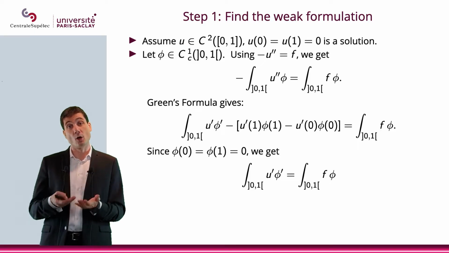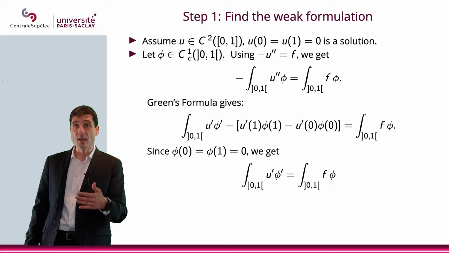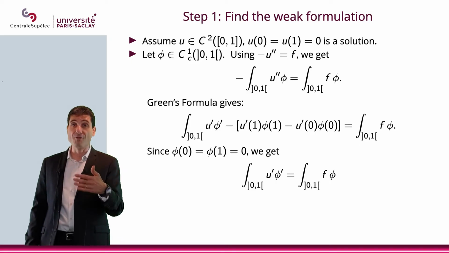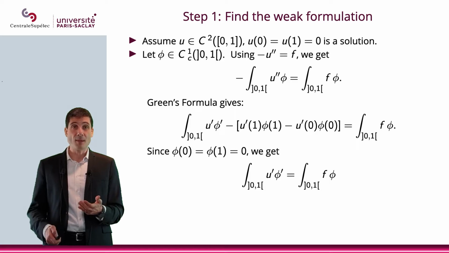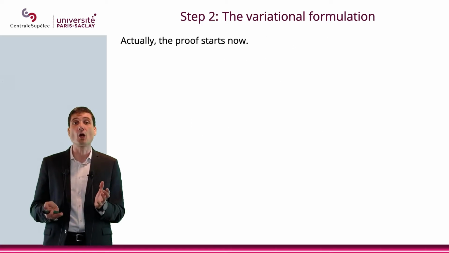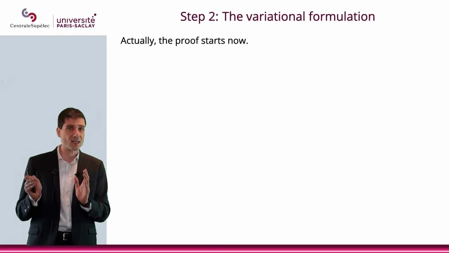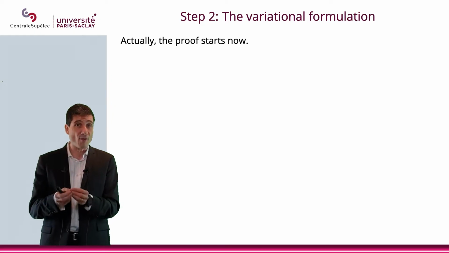This is what we will call the variational formulation, and this is what we are going to use in the next steps of this proof. Or actually, I should say, in the second step is now really where the proof is going to start. So you can almost forget what we just did before. Just keep in mind the expression we found.